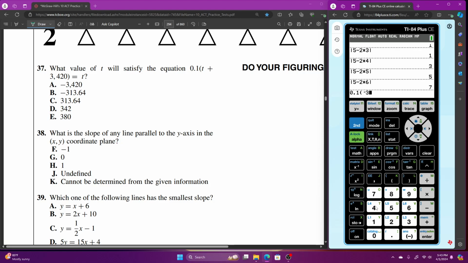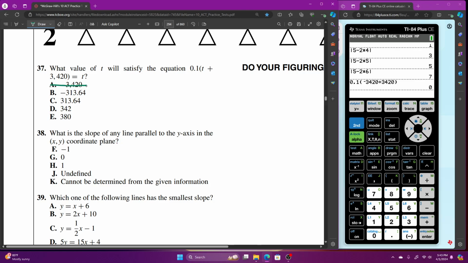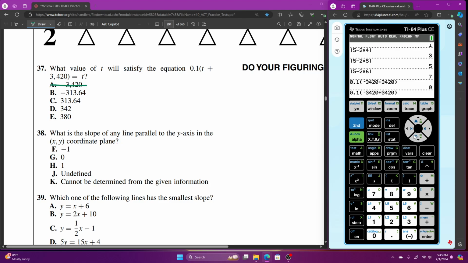Negative 3,420 plus 3,420. That does not equal back to negative 3,420. So A is not the answer. Try B. Says negative 313.64 hundredths. Enter. Ooh, that was pretty close, but not quite it. B is not the answer.